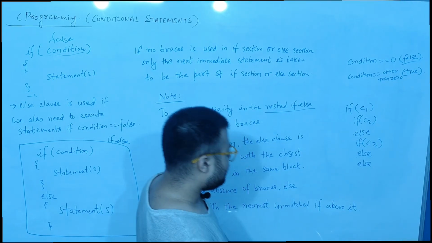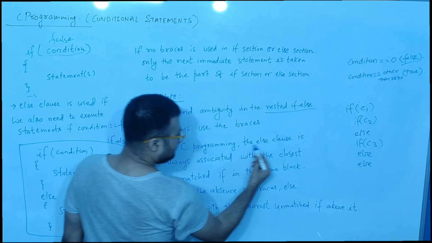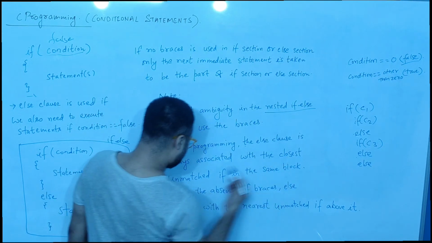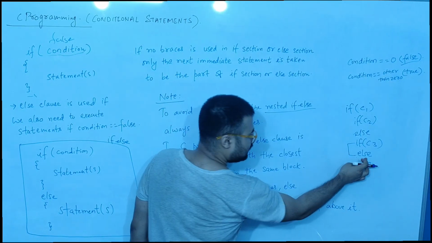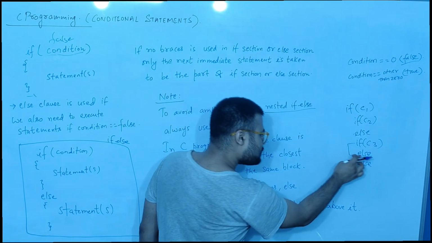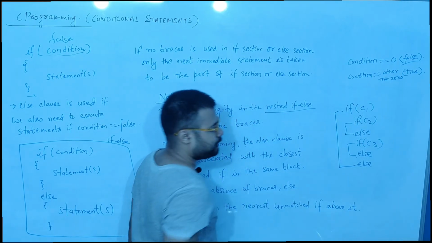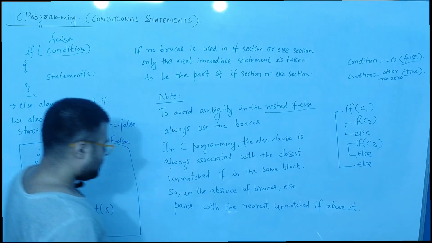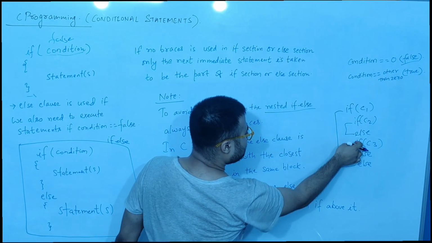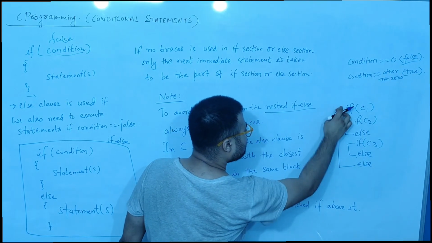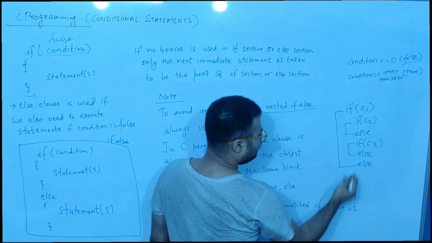Let me say something: in C programming, the else clause is always associated with the closest unmatched if. So this is your if else. Closest to this if is this if, closest to this else is this if. In the absence of braces, else pairs with the nearest unmatched if. This else pairs with this if, this else pairs with this if, this else pairs with this.